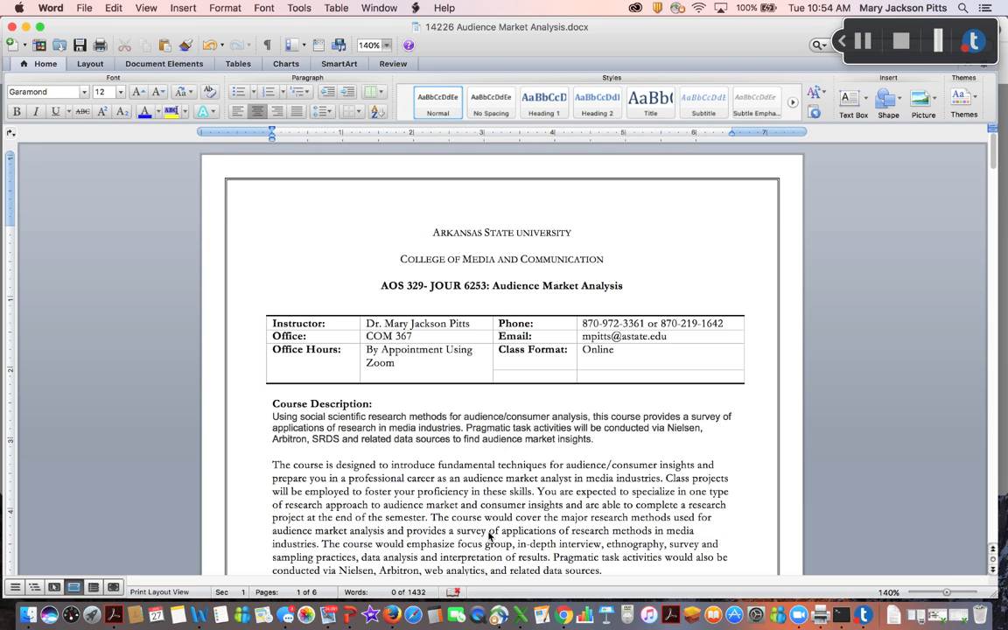here on my computer. This particular class is designed to introduce you to some research methodologies dealing with audiences and consumers. And it's to give you an idea of some theoretical things to do. It's also going to introduce you to some practical things that you can use as far as looking at reports by a variety of different organizations.